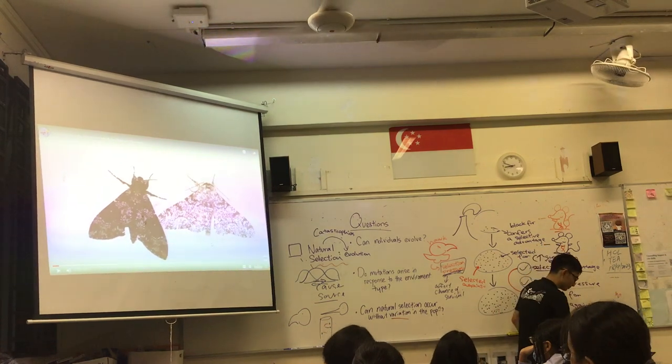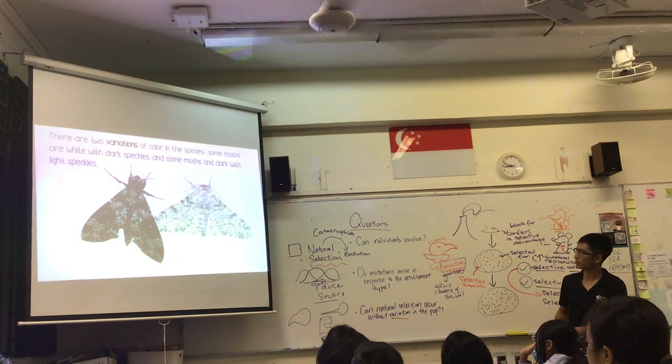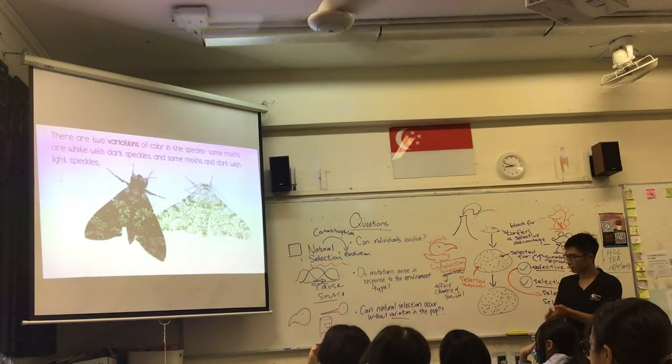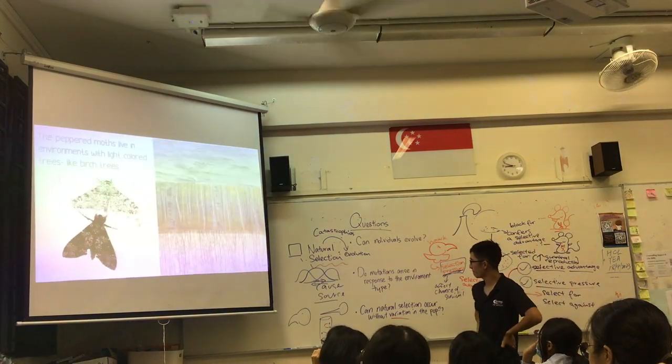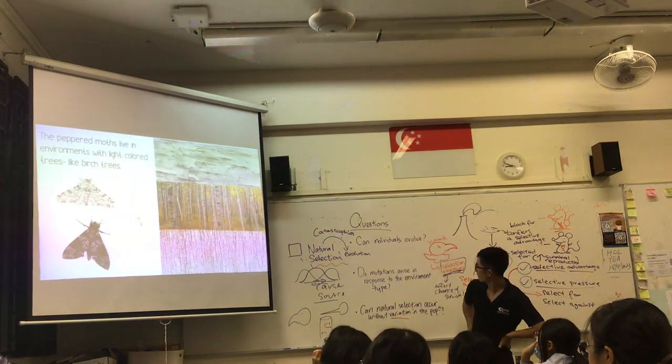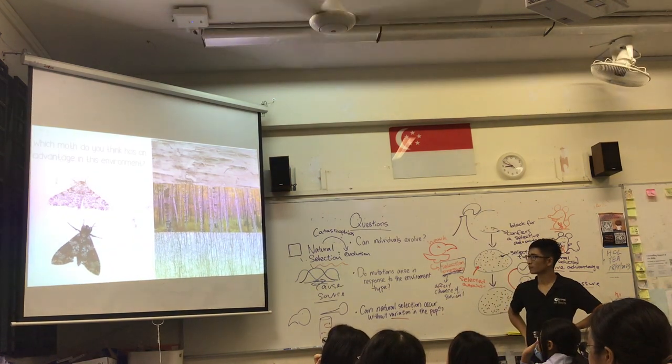There are two variations of color in the species. Some moths are white with dark speckles, and some moths are dark with light speckles. The peppered moths live in environments with light-colored trees, like birch trees. Which moth?